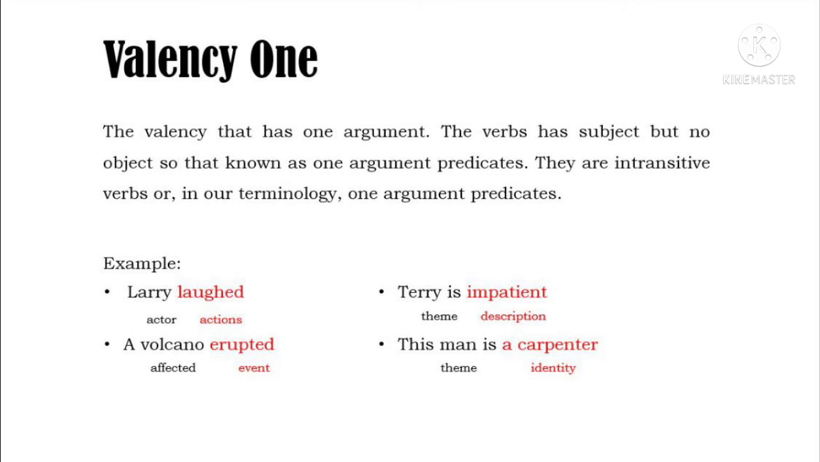Contoh yang ketiga yaitu Terry is impatient. Terry sebagai argumen yang berkedudukan sebagai theme, yaitu sesuatu yang tidak mengungkapkan tindakan. Dan impatient adalah description yang menjelaskan theme tersebut. Contoh yang terakhir yaitu this man is a carpenter. Argumen dalam kalimat ini adalah this man yang mana berkedudukan sebagai theme dan carpenter sebagai identity.